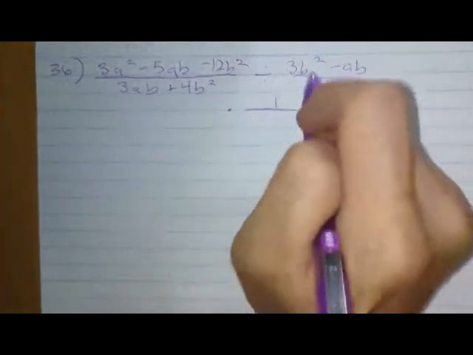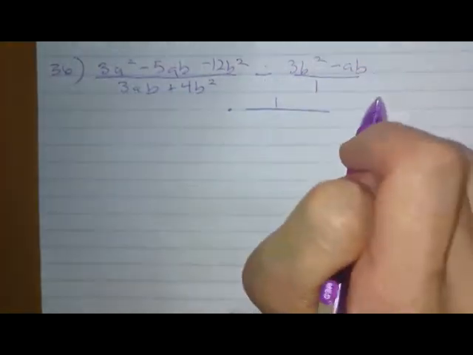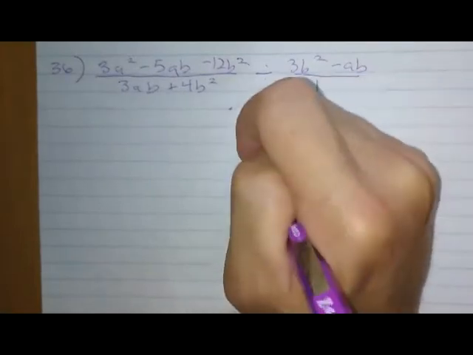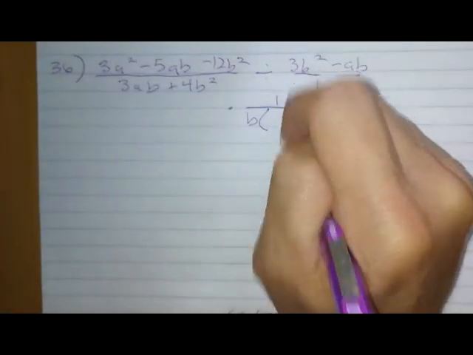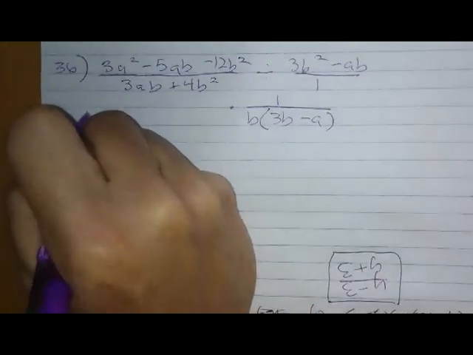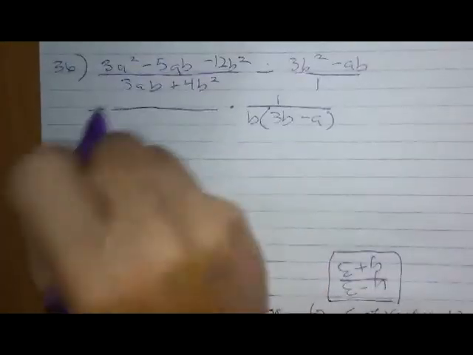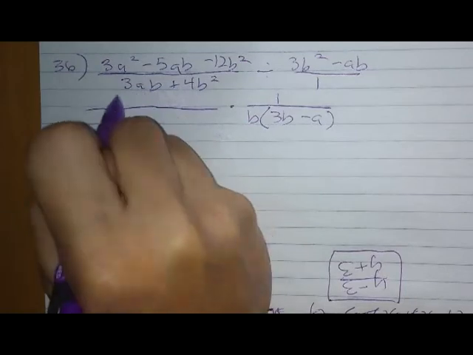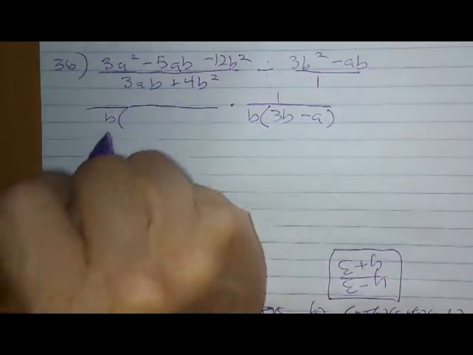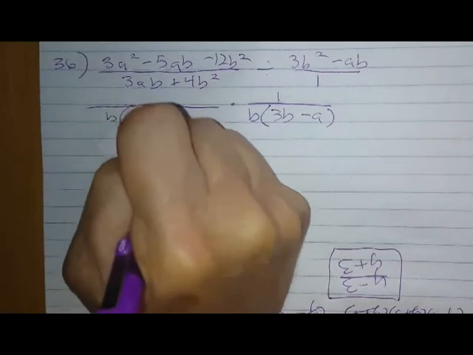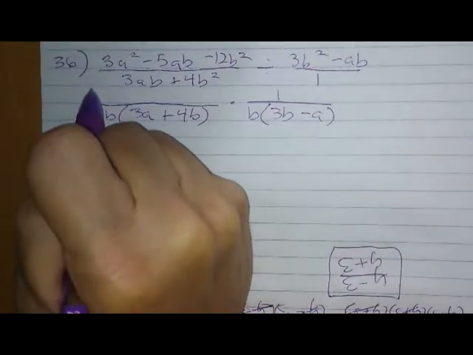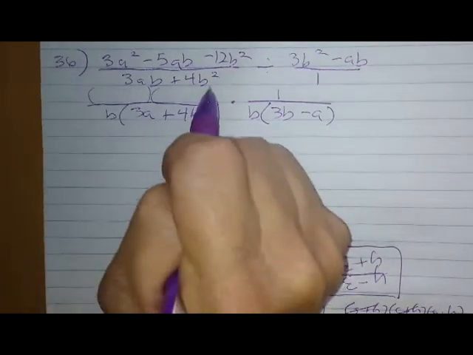One over. So I'm going to take the reciprocal. I am going to factor out. They have a b in common. So 3b minus a. For this fraction, on the bottom they have a b in common. 3a plus 4b. On the top, I'm going to go to two sets of parentheses.